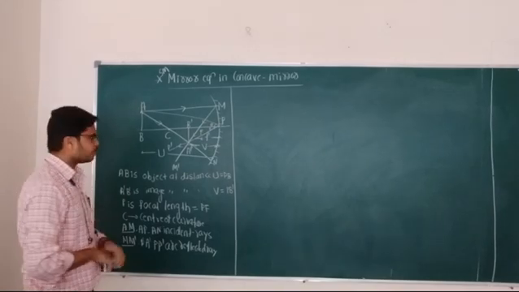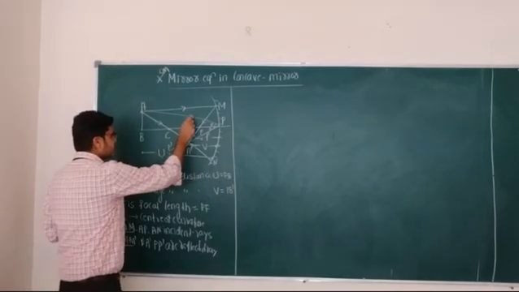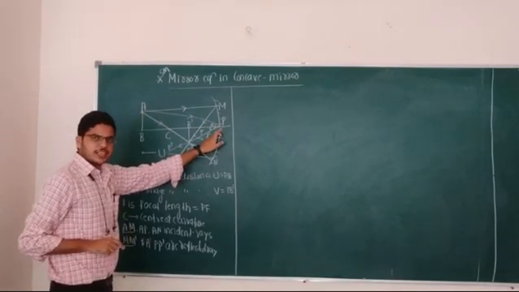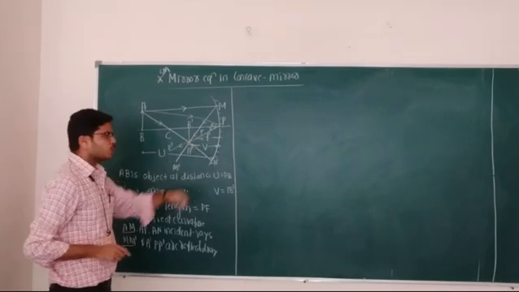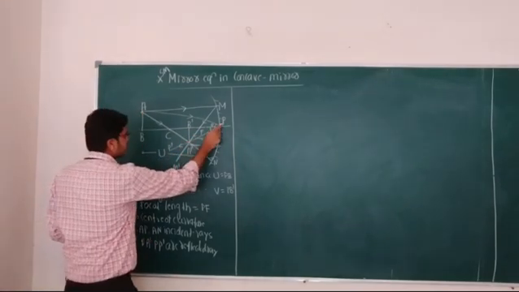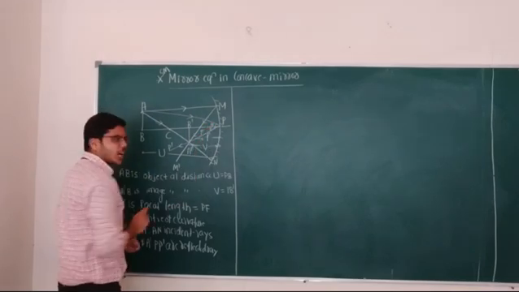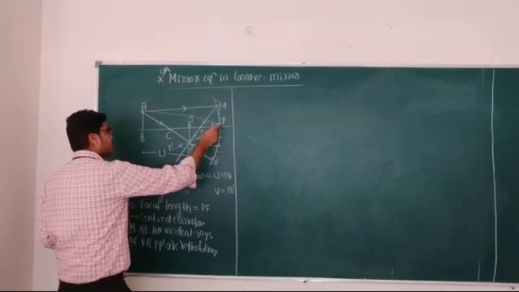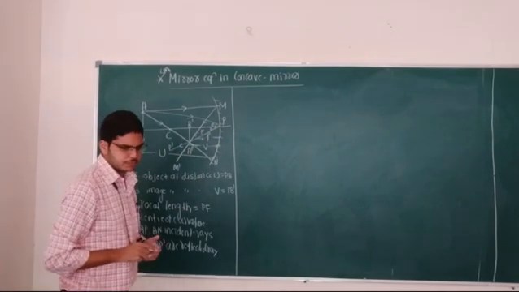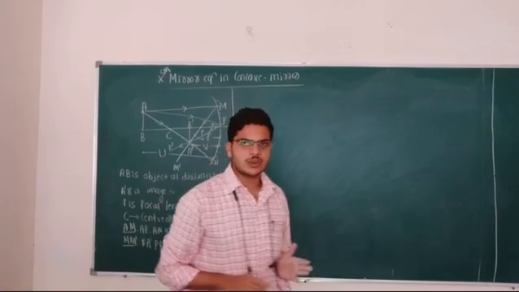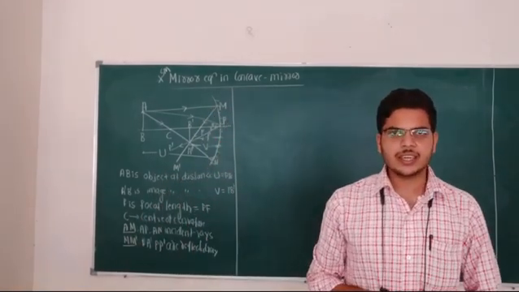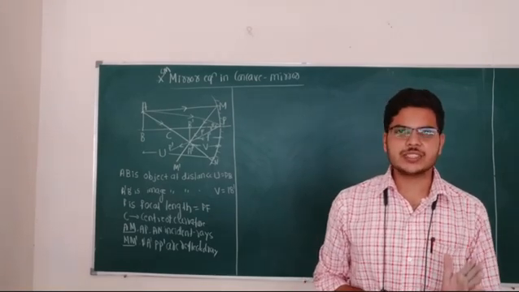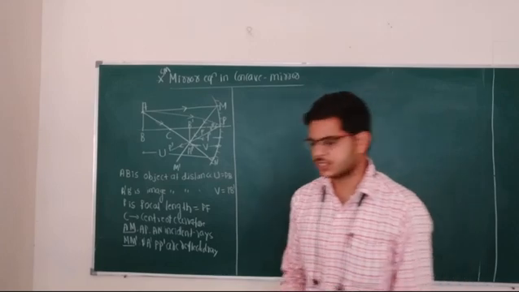Now, the third rule: any ray which is incident at an angle theta at the pole must be reflected again at angle theta from the pole. AP is the incident ray at an angle theta. After reflection, it is reflected at angle theta. Therefore, PP' is the reflected ray. If the angle of incidence at the pole is 5 degrees, then the reflected ray from the pole is also 5 degrees. That is, the angle of incidence is equal to the angle of reflection.